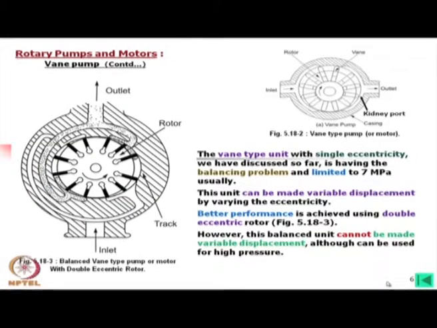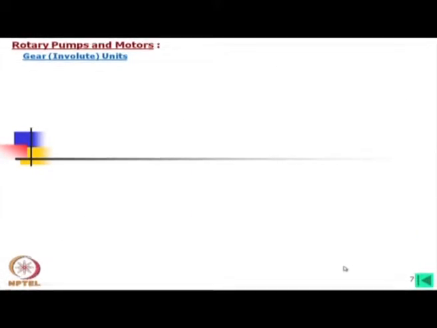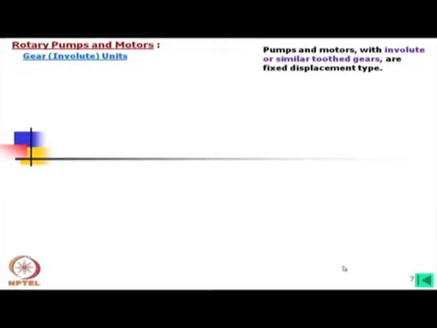Okay. Now, we shall consider gear type units. In gear type units, mostly involute or similar teeth are used.